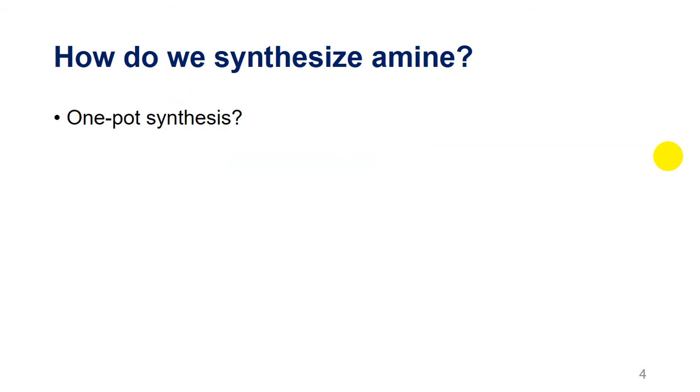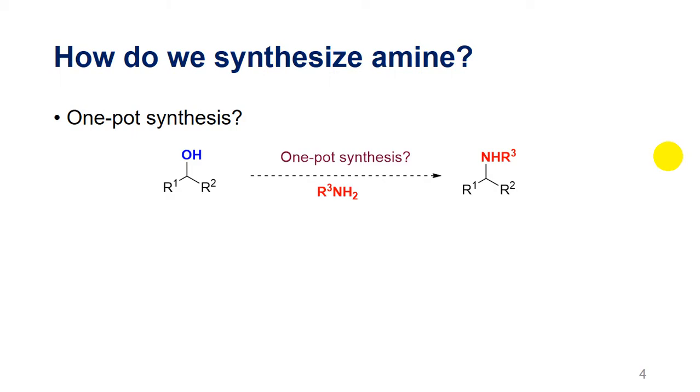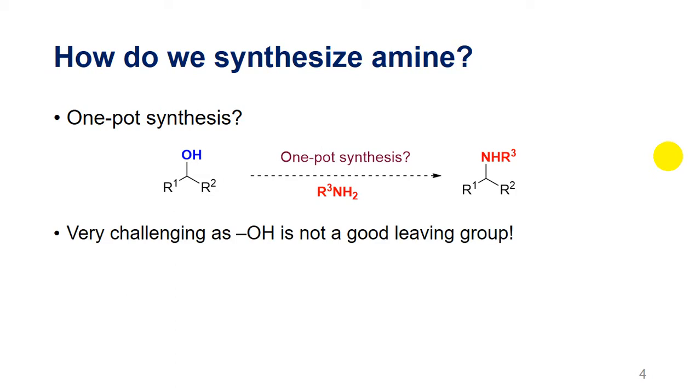So at this moment, you may ask yourself a question. Do we have any strategy to convert directly the alcohol into the amine in only one step? Can we use the nucleophilic substitution reaction to perform the synthesis? It is extremely challenging because the hydroxyl group is not a good leaving group for this reaction. Fortunately, chemists always know how to overcome the obstacle.